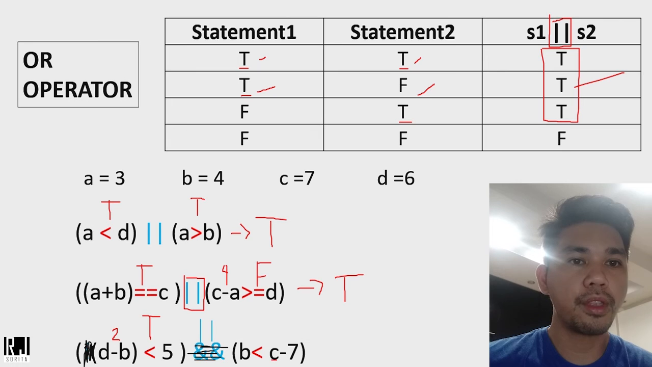So let's evaluate first this one. C is 7. 7 minus 7 is 0. So is B less than 4? So this is false. But still, true or false will yield true. Okay.